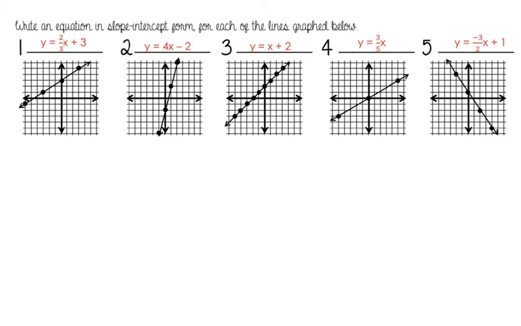Okay, your equation should be y equals 2/3 x plus 3. Number 2 should be y equals 4x minus 2. Number 3 should be y equals x plus 1. 4 should be 3/5 x. And number 5 should be y equals negative 3/2 x plus 1. If you had any questions on those, please make sure you get them answered.